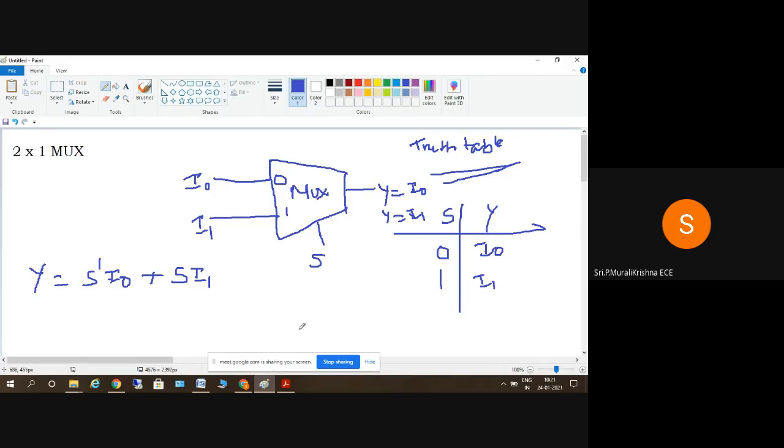That is S, I1. So Y will be the addition of these two. For example, if I take S as 0, what output do I have to get here? Y should be equal to I0.